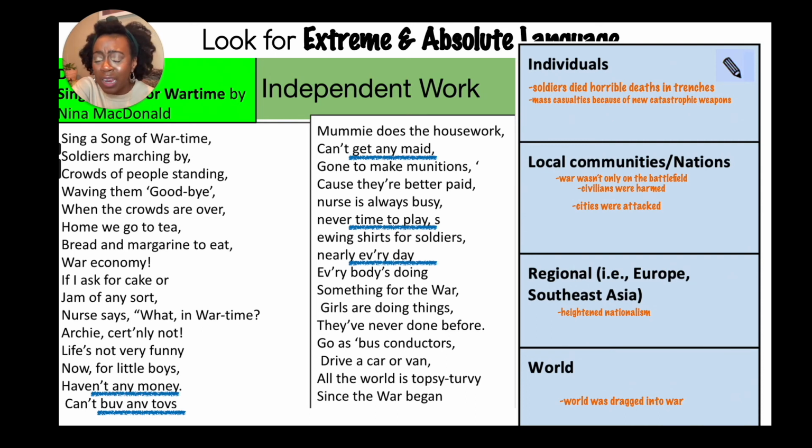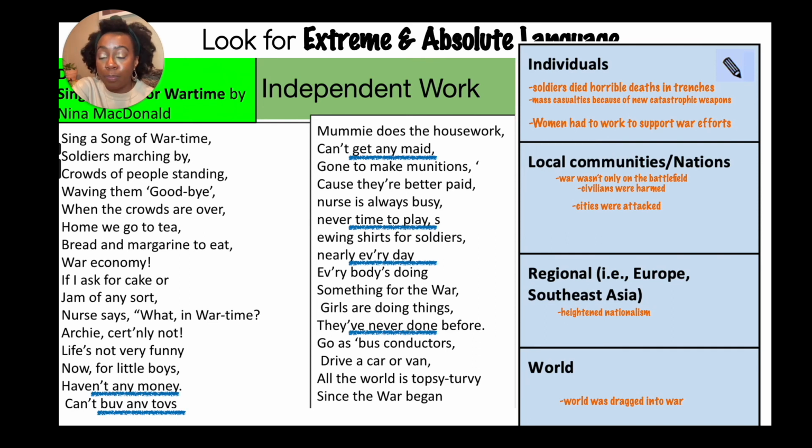So one thing that I also notice is they refer to soldiers marching by, right? And people waving them goodbye, right? That pulls on my heartstrings. In addition to what we already have, some other impacts on individuals would be women had to work to support war efforts. What were they doing? In the text it says they were sewing shirts for soldiers, right? Girls doing things they've never done before.